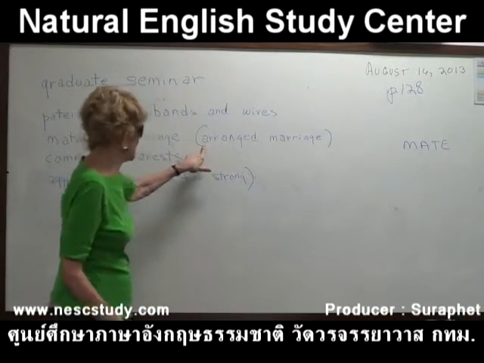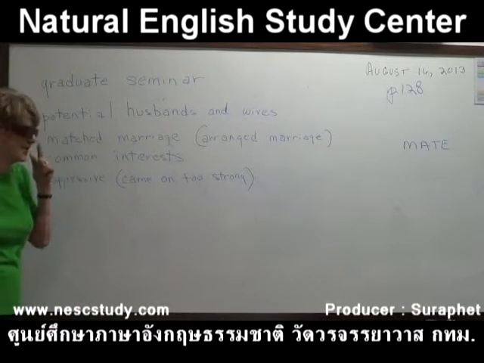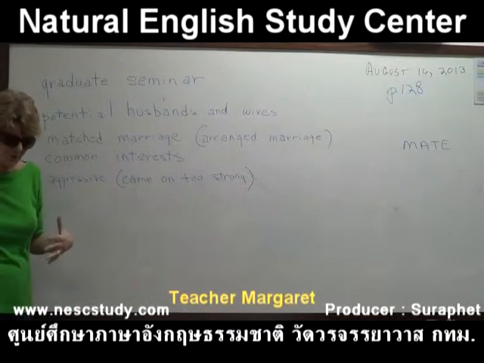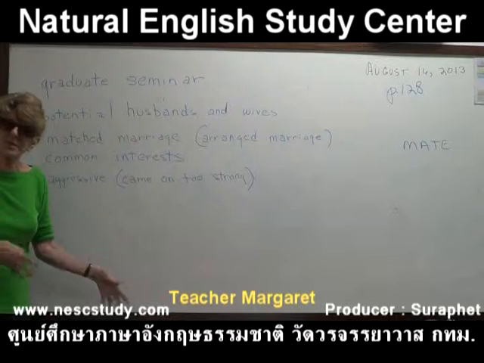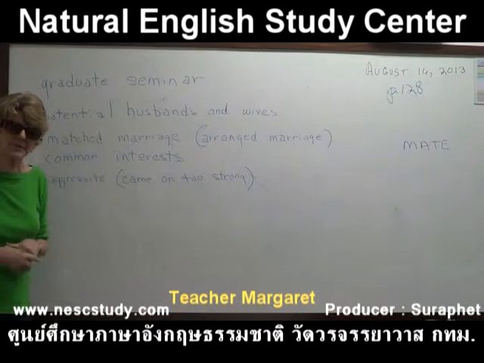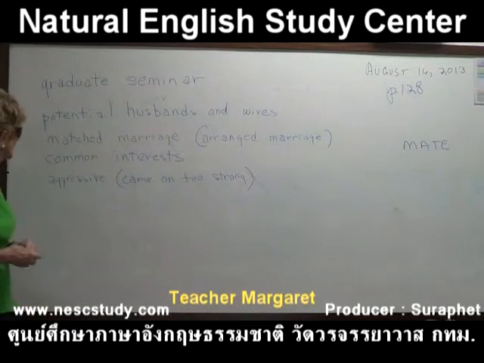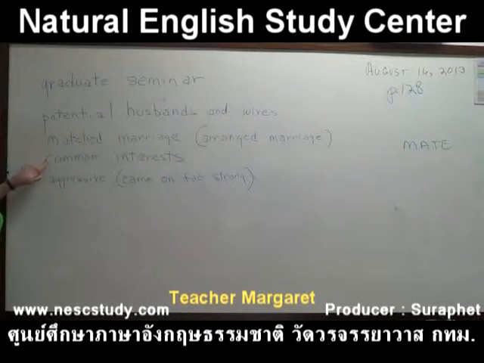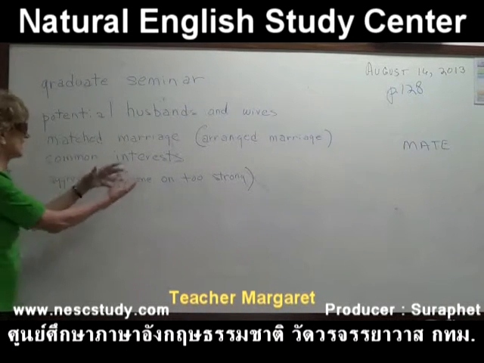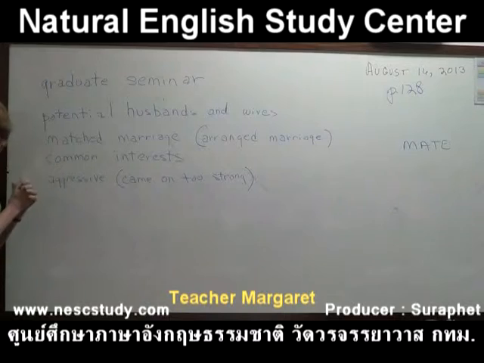Now, arranged marriage or matched marriage, you know, is when usually parents choose the partner for the son or daughter. Still happens in many places. Common interest, common is important. Things that both people are interested in.